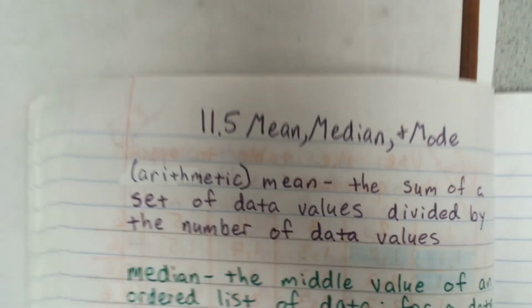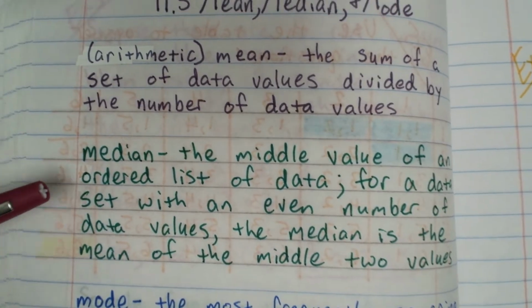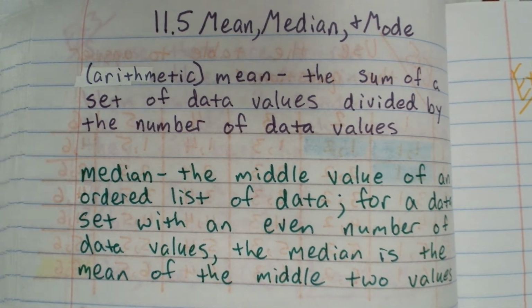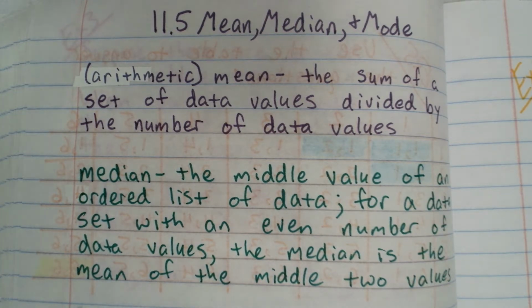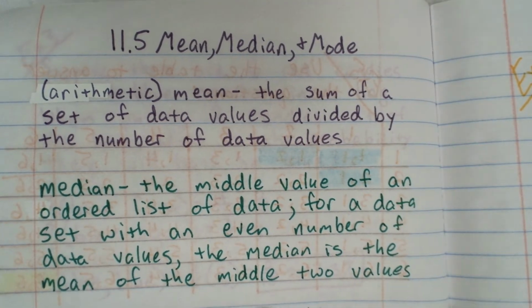Hello, we are going to move on. This is considered our last section that I'm going to cover in probability. This is a topic that people are often familiar with: mean, median, and mode. These are three of our measures of central tendency. So the first of these is mean.